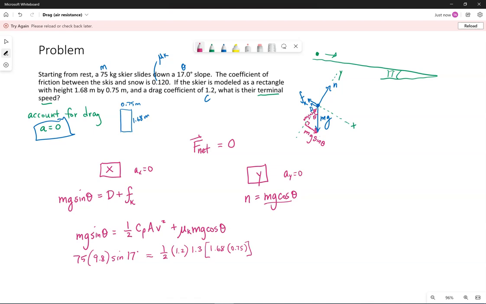So 1/2 c rho a v squared. This is specifically going to be the terminal speed. So this v is what we're looking for. Mu, they gave us 0.12. Mass is 75. G is 9.8. Cosine of the 17 degrees. So I'm going to take this term over to the other side, subtract it from the term that's already on the left. I'm going to figure out what that number is.